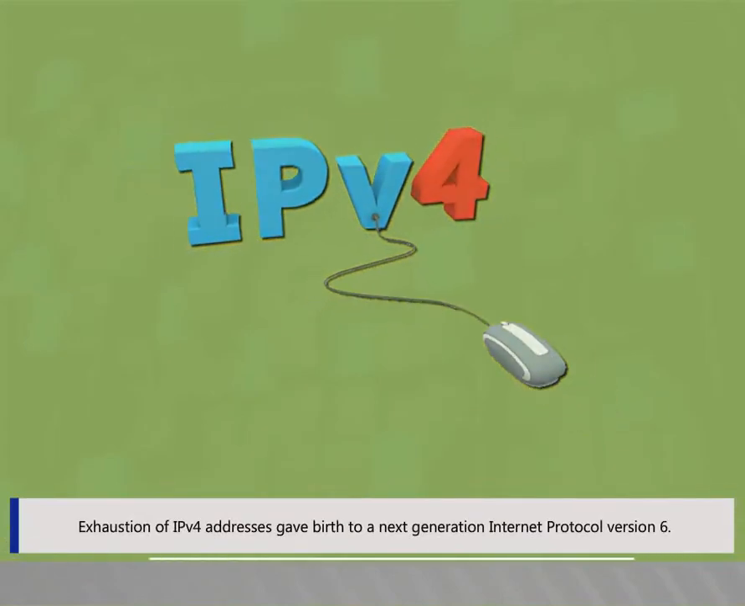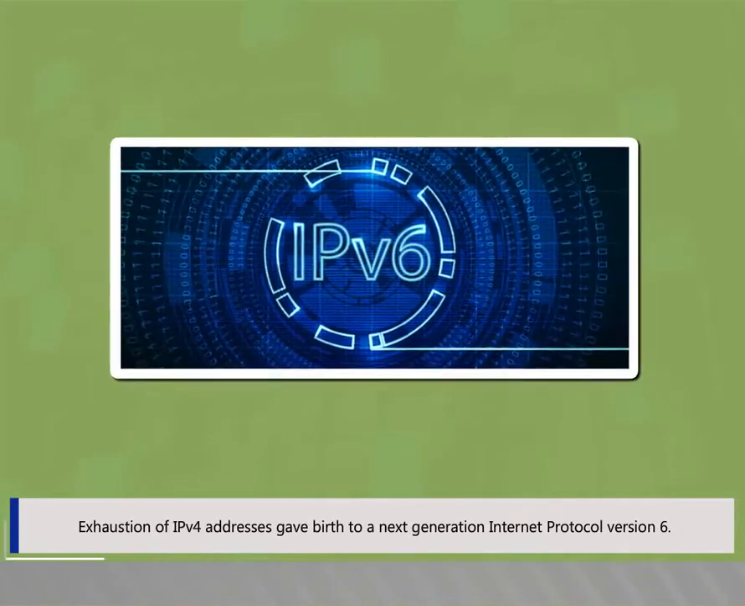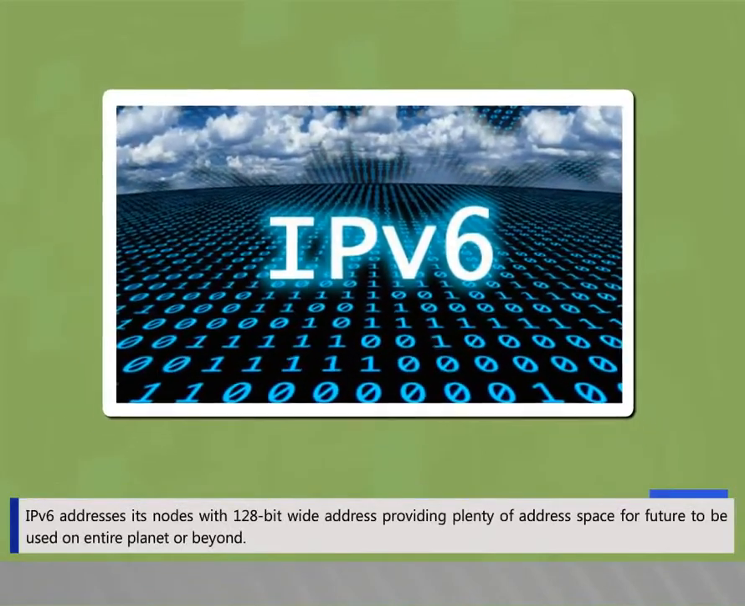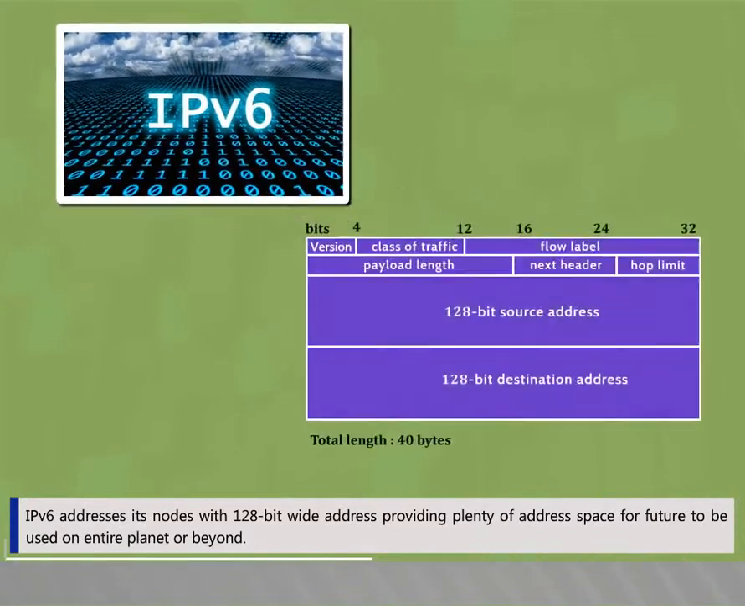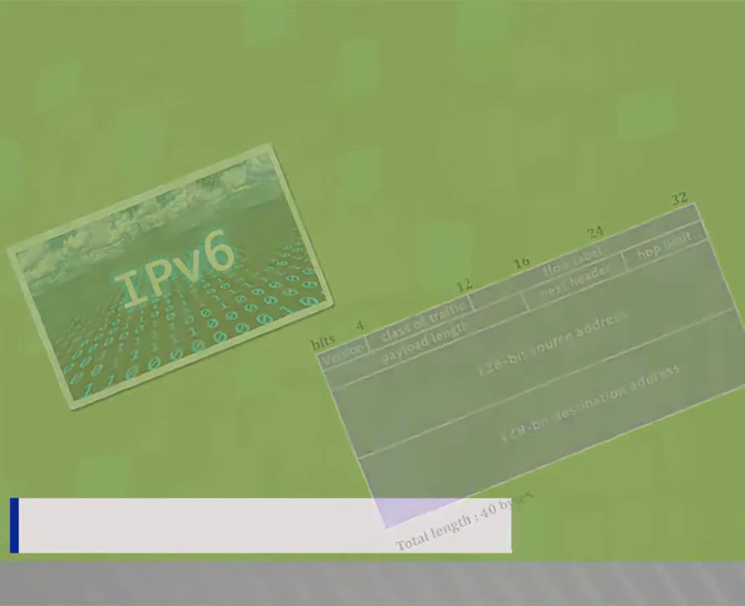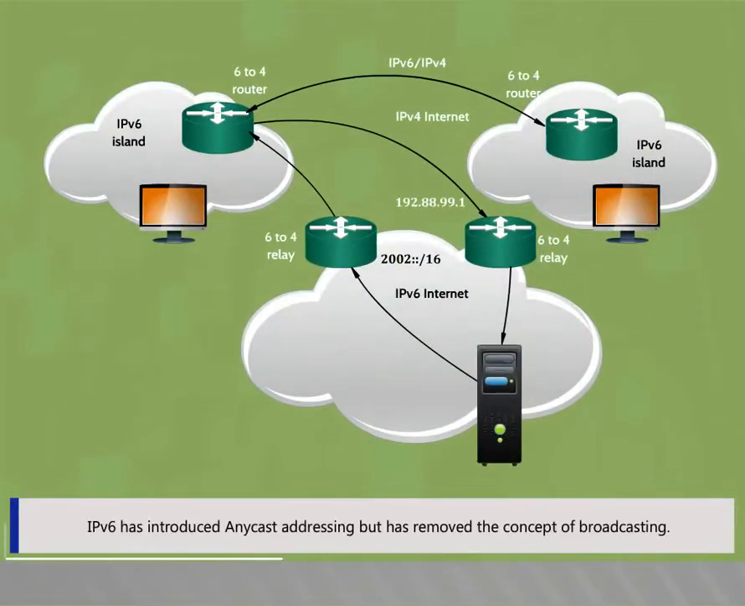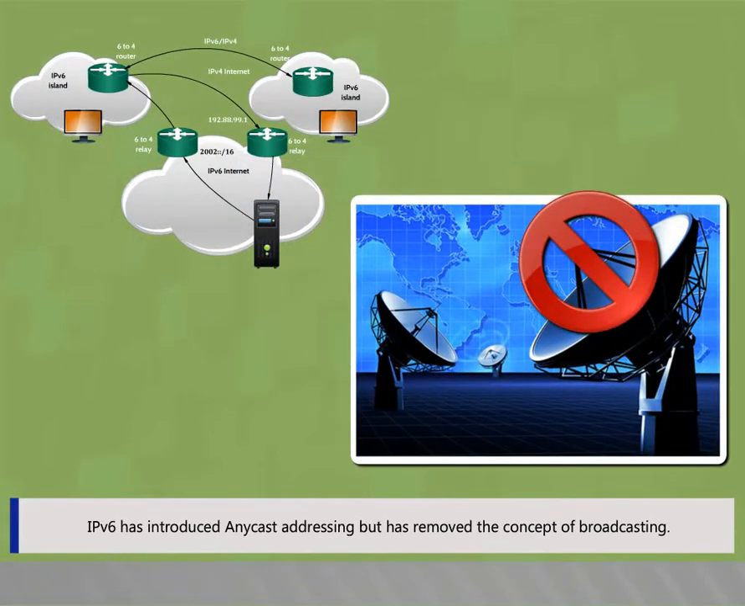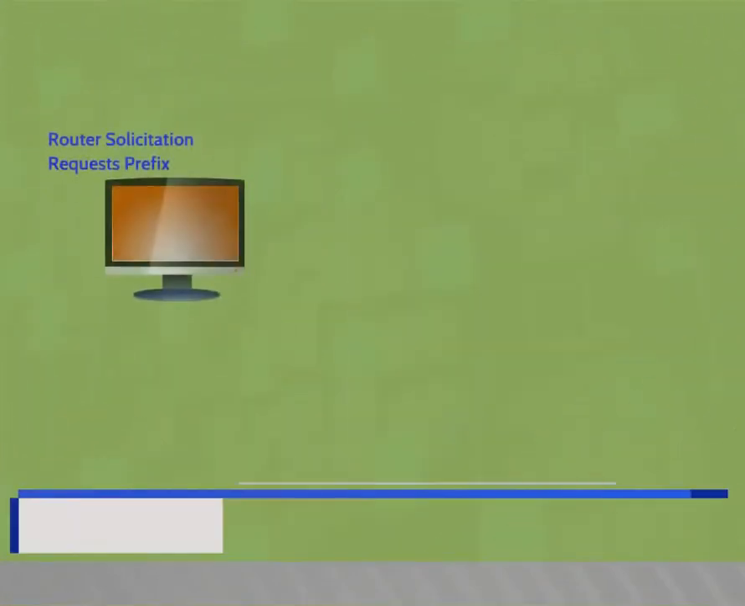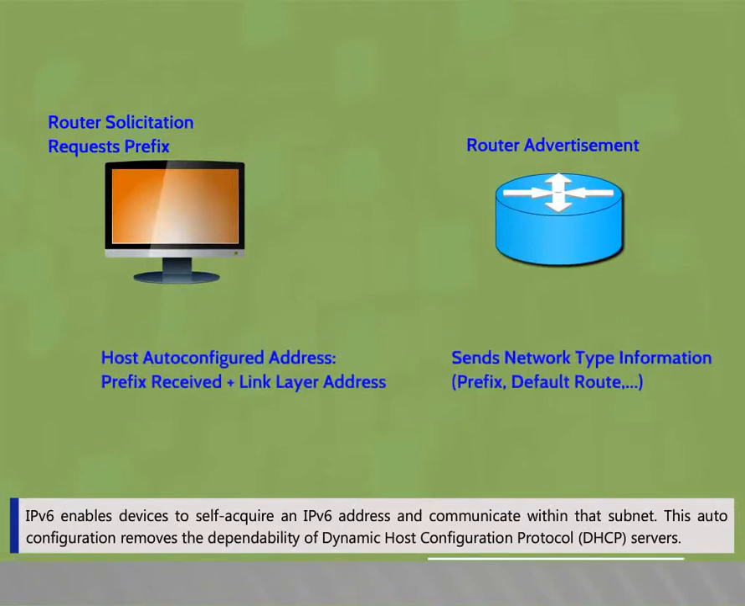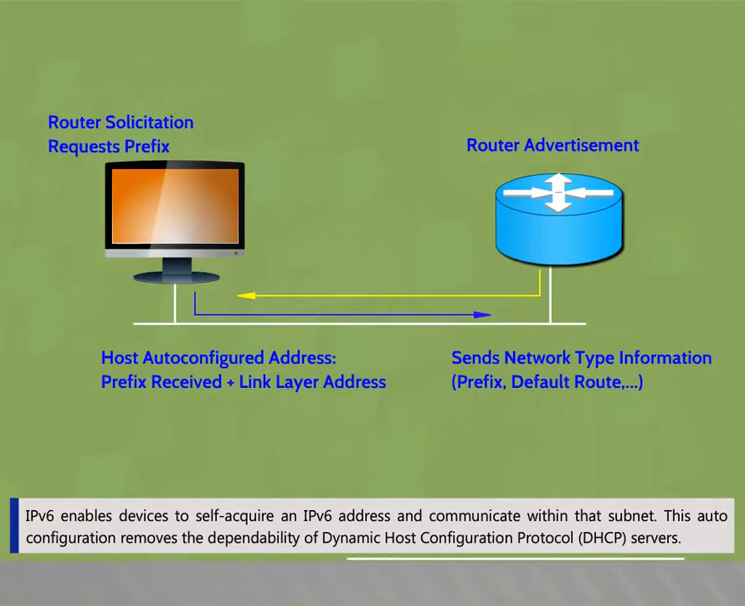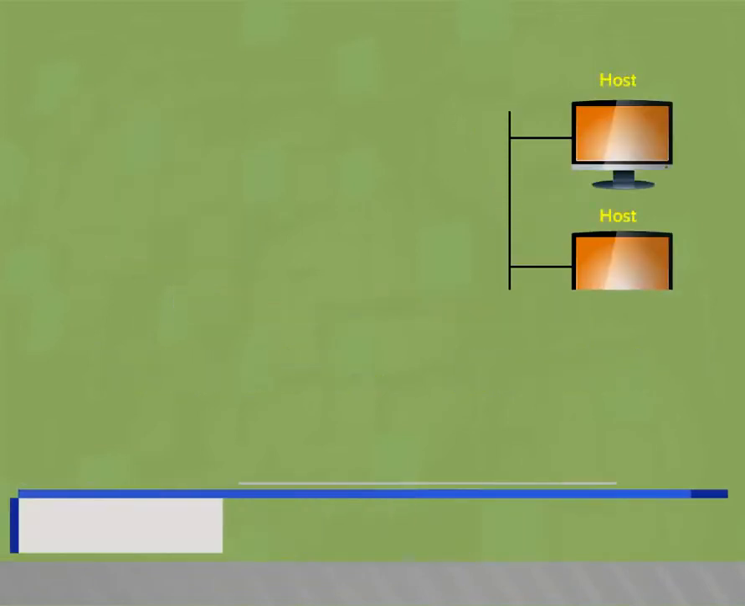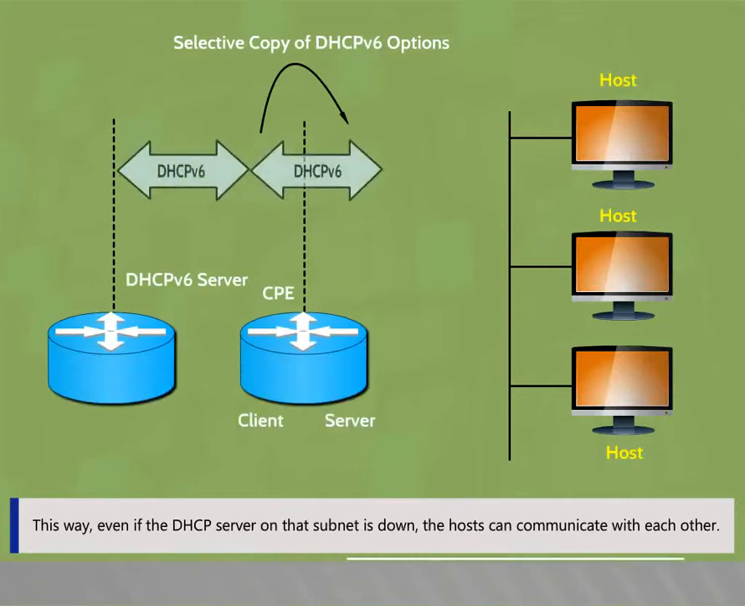Exhaustion of IPv4 addresses gave birth to a next generation Internet Protocol, version 6. IPv6 addresses its nodes with a 128-bit wide address, providing plenty of address space for the future, to be used on the entire planet or beyond. IPv6 has introduced anycast addressing but has removed the concept of broadcasting. IPv6 enables devices to self-acquire an IPv6 address and communicate within that subnet. This auto-configuration removes the dependability on Dynamic Host Configuration Protocol, that is, DHCP servers. This way, even if the DHCP server on that subnet is down, the hosts can communicate with each other.